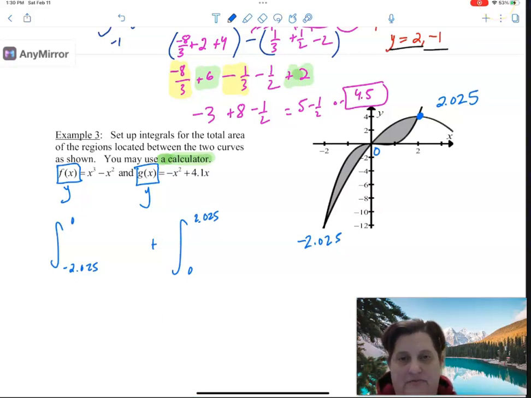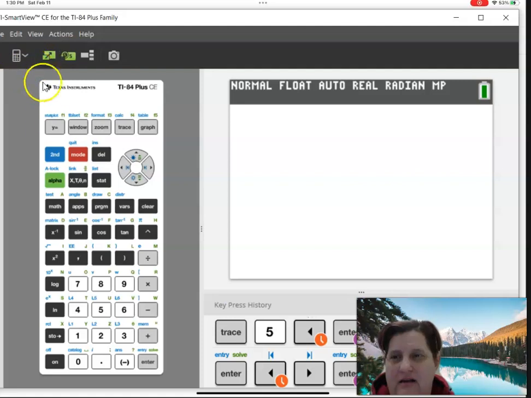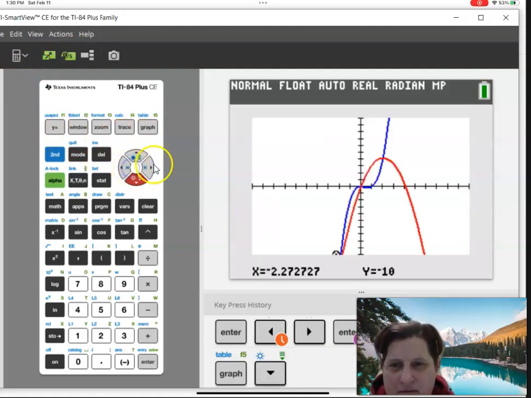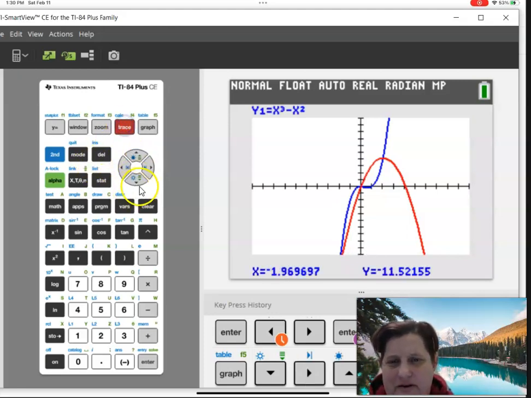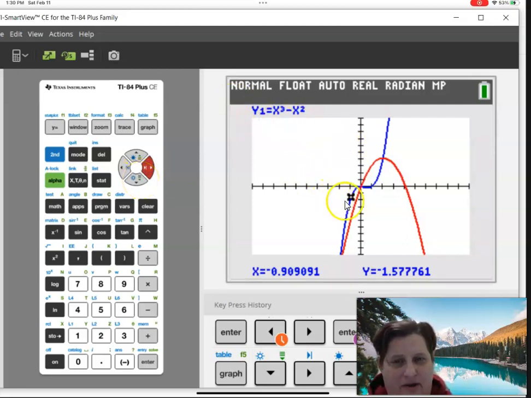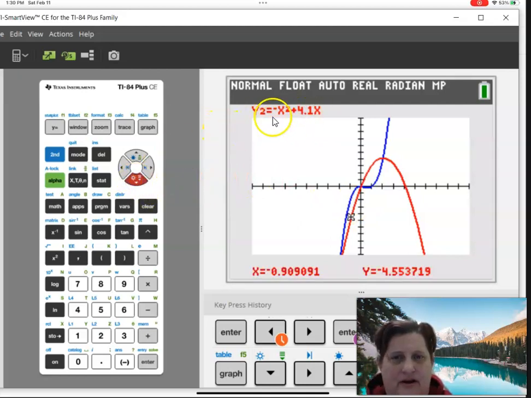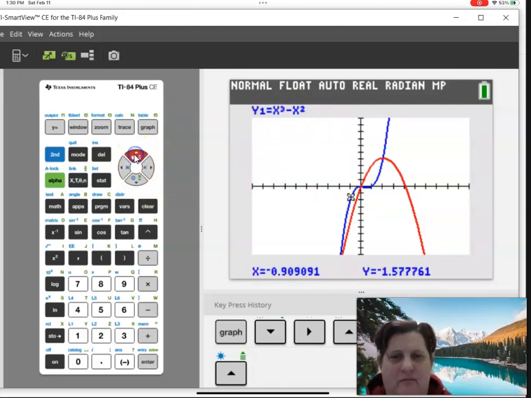And I have to do top minus bottom, so which one's on the top, which one's on the bottom? Well, if you can't tell, go into the graph, come over to this area right here. This is where you could use trace. Okay, I'm going to come over here. And this blue one is on the top. That's the x to the third is on the top. And then you see it up here, the negative x squared is on the bottom.